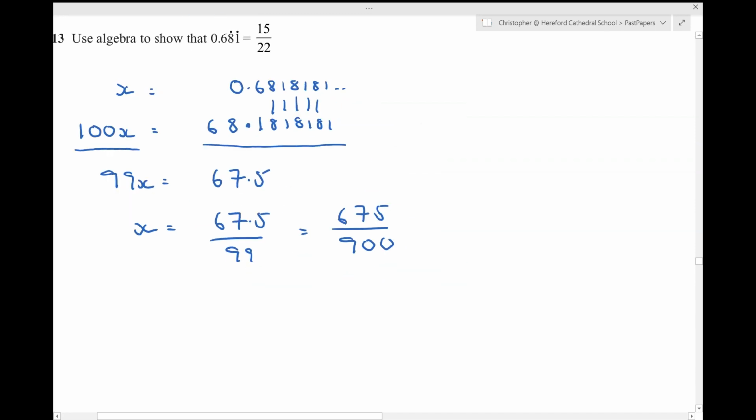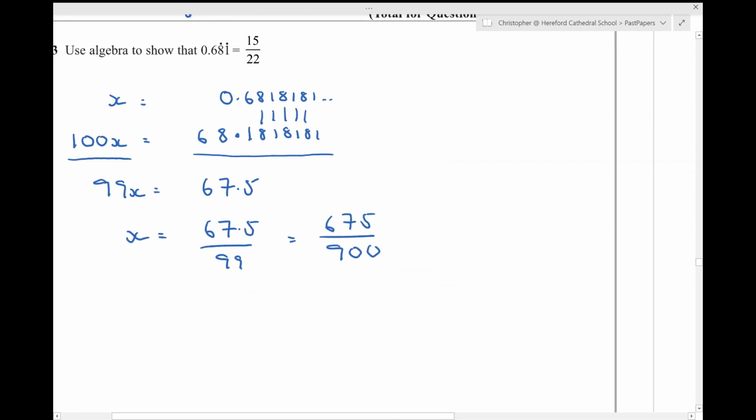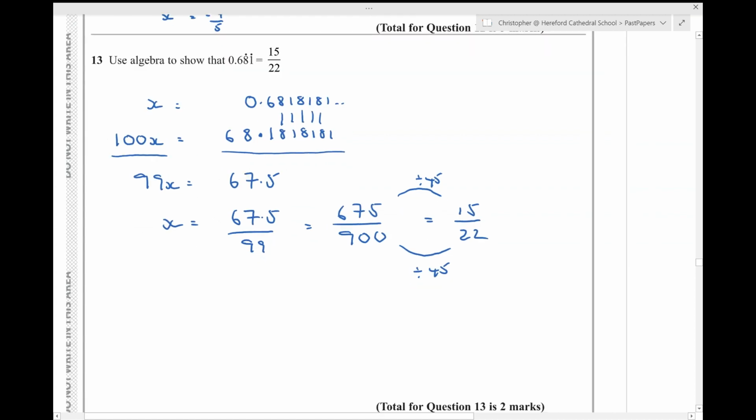Now, I know I'm looking for the answer 15 over 22. The truth of the matter is, if I put that in my calculator, it equals 15 over 22. So I know I've got it right, but it might be an idea to show how I've gone from 675 over 990 to 15 over 22. Clearly, I don't just want to say I put it in my calculator. You could do, I suppose, but I'm going to say that I have divided by 45. And I worked out the 45 just by working out how many 15s there were in 675 with my calculator. So that's question 13 complete.